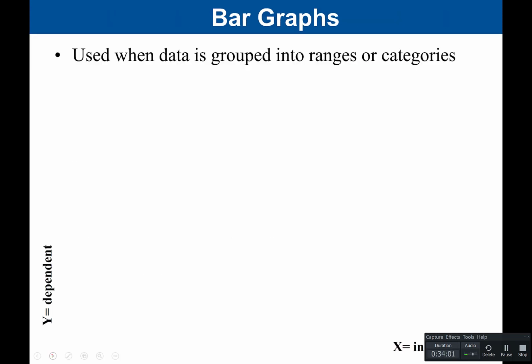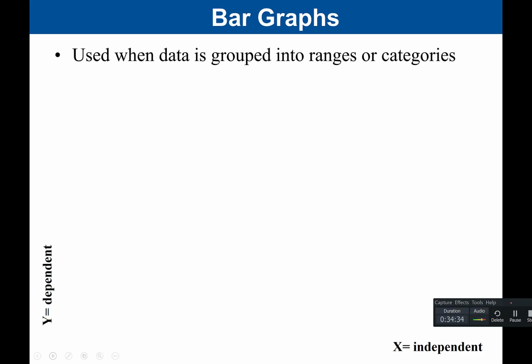So the first type of graph that we're going to talk about is what's called the bar graph. A bar graph is used when data is grouped into ranges or categories. So let's say we wanted to graph the average height of males versus females. We wanted to see on average, are males taller or are females taller? So when we have our graph, our x-axis, our horizontal line, is going to have our independent variable. Our y-axis, or our vertical line, is going to have our dependent variable on it.